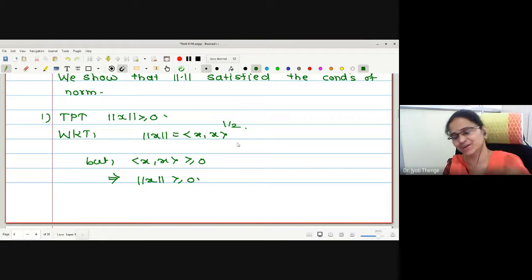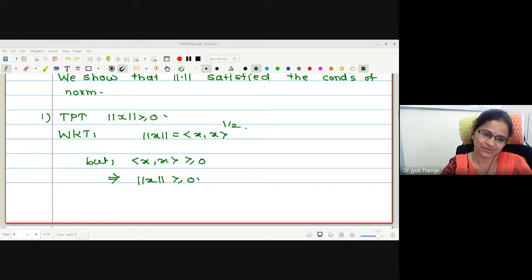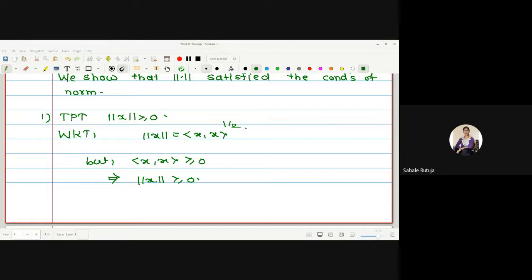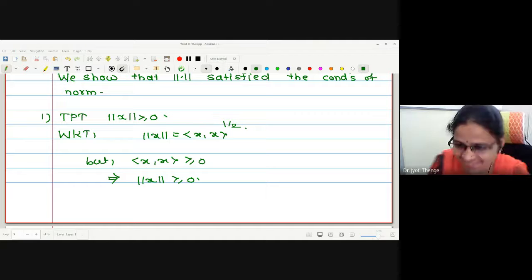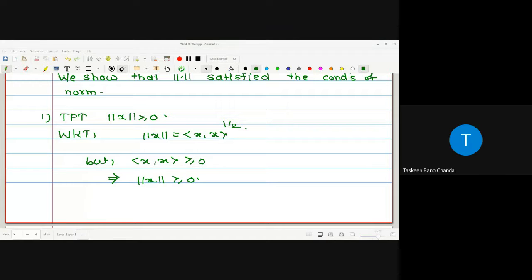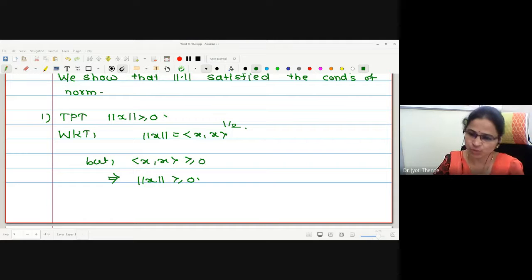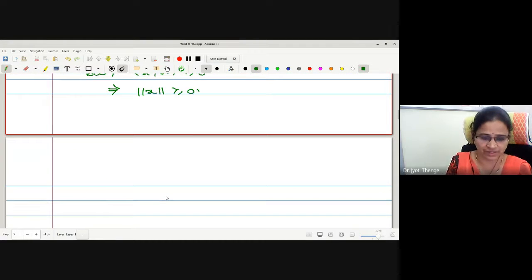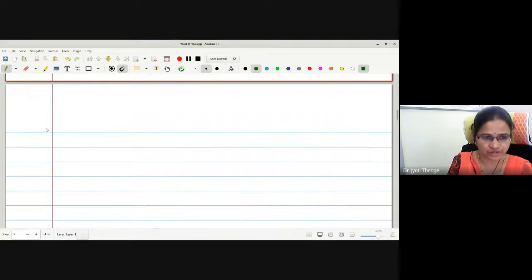Square root of a non-negative term, is it non-negative always? Not always, ma'am. Yes, ma'am. What is square root of 4? Ma'am, but we are defining it for a norm here, no? Yes. Though it takes both the possibilities, as we were defining this as a norm, we were avoiding the negative case, selecting the non-negative value only. Is that okay? Second condition.